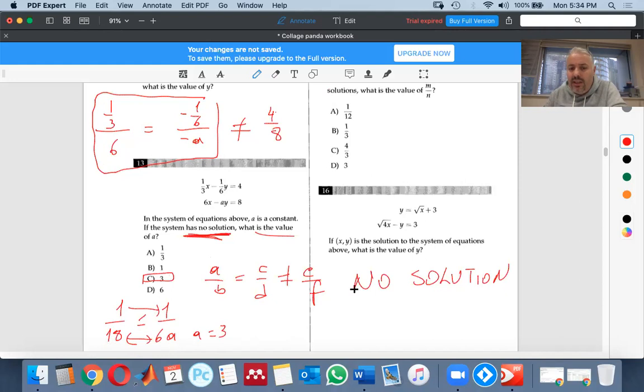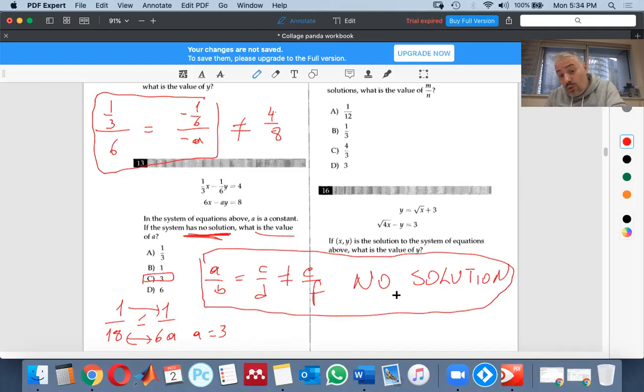Am I clear? Memorize, no solution means this. So what's one solution? This is no solution. Okay, it is one solution. One solution was A over B different than C over D. Different. Only one solution.